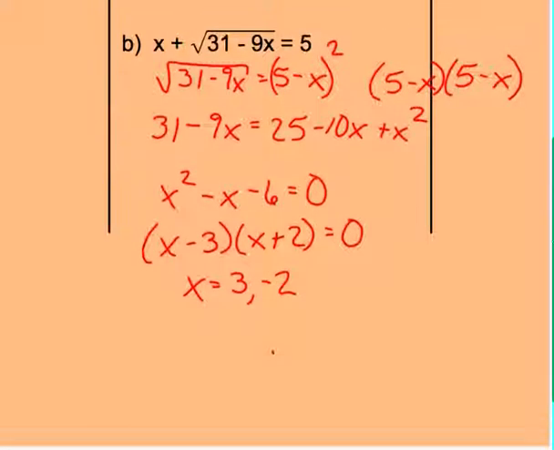However, we need to make sure that neither one of those makes our original equation, or the expression under the radical, negative. If we put 3 in for x, we get 31 minus 27. That's okay. If we put negative 2 in for x, we get 31 plus 18, which is also positive. So both of our solutions work.